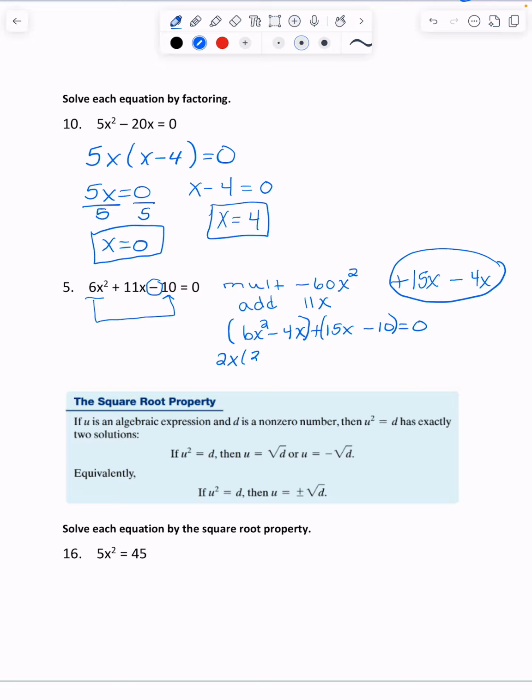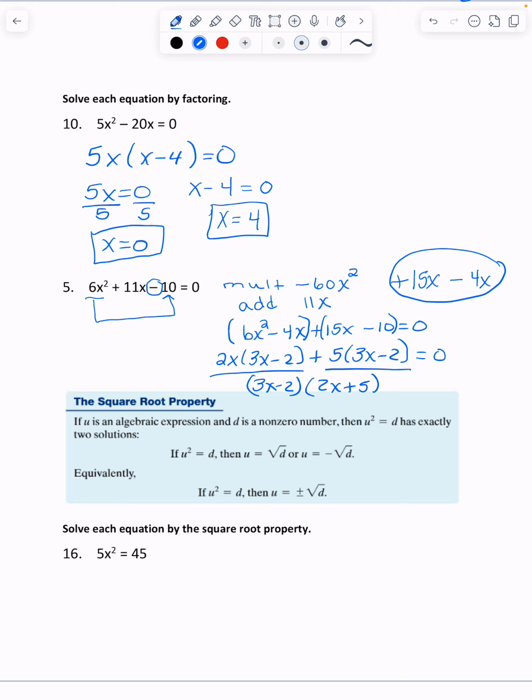And that leaves me with 3x minus 2. I'm going to factor out a 5 out of my second grouping. That also leaves me with 3x minus 2. And you see that I come up with the same thing inside parentheses. That is going to be my new GCF. So I'm factoring out 3x minus 2. And it leaves me with 2x plus 5.